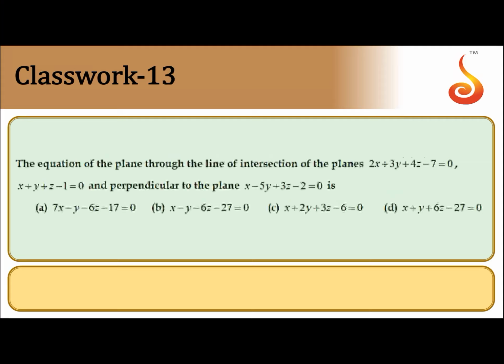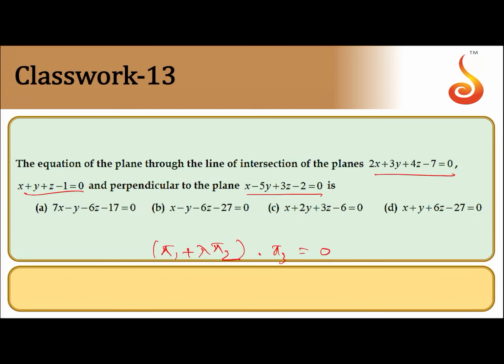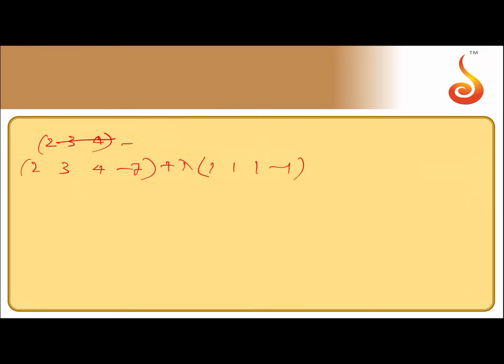Coming to the next one, the equation of the plane through the line of intersection of these two planes, perpendicular to the third plane. Line of intersection of these two means nothing but pi 1 plus lambda pi 2, and that is perpendicular to this one, meaning a dot product with pi 3 is equal to 0. So 2, 3, 4, minus 7, plus lambda times 1, 1, 1, minus 1.